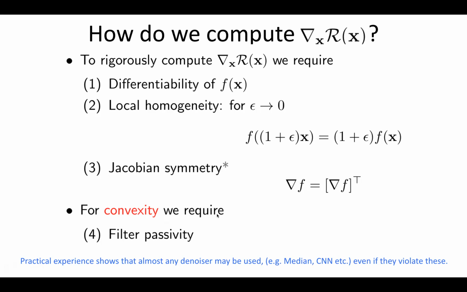And finally, for convexity, we require passivity of the filter, which is something that I talked about earlier as well. Now, you might look at this and say, well, these all seem pretty restrictive. And I would agree with you, except for the fact that practical experience showed us that almost any denoiser, including the median, any CNN you like, and so on and so forth, even if they violate these conditions, seem to work in this framework. This is an open problem. We don't understand exactly why that happens, but it is an interesting framework and there are a lot of open problems.